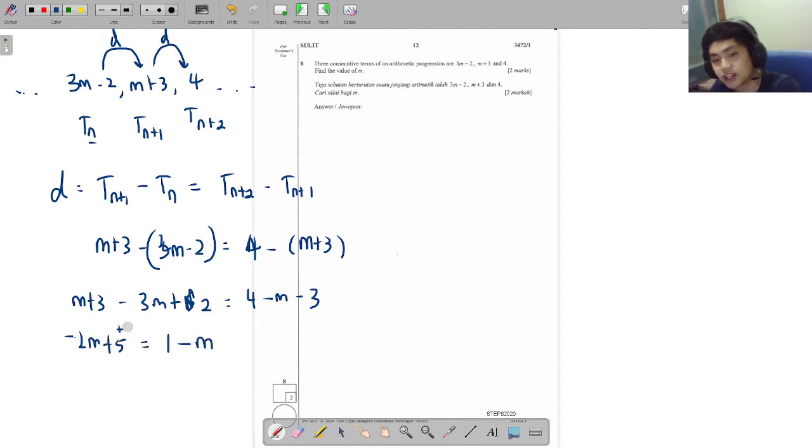So let's make m the subject. We add m on both sides. So it will be negative m plus 5 equals 1. Minus 5 on both sides. So negative m equals negative 4. So m equals 4.